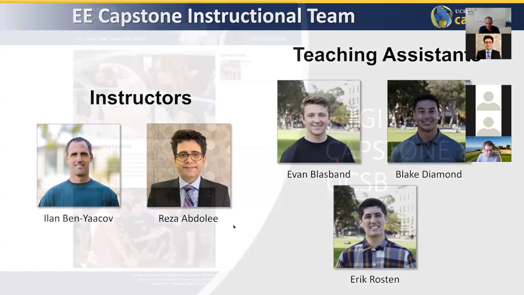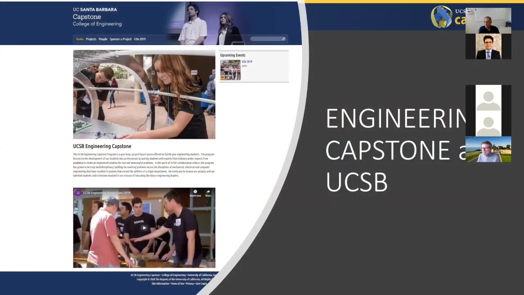Thank you for joining us this afternoon to virtually showcase electrical engineering capstone projects. Before we move on to the main part of our program, I would like to share a few thoughts about the capstone mechanics at UCSB and the reason that we are all here today. The UCSB Engineering Capstone program is a project-based course offered to undergraduate engineering students. The program focuses on the development of our students into professionals by pairing students with experts from industry and academia to create an engineering solution for real-world problems with an ultimate aim of product commercialization and entrepreneurship preparation.